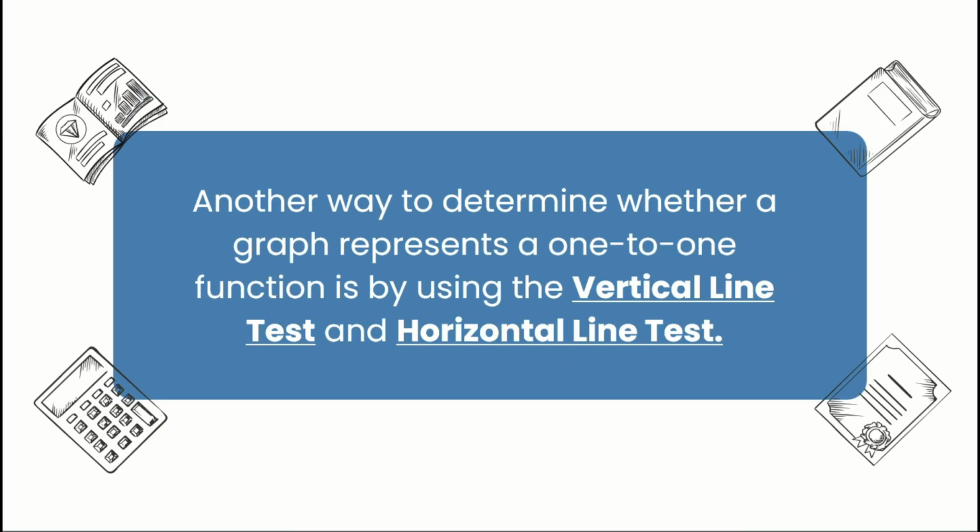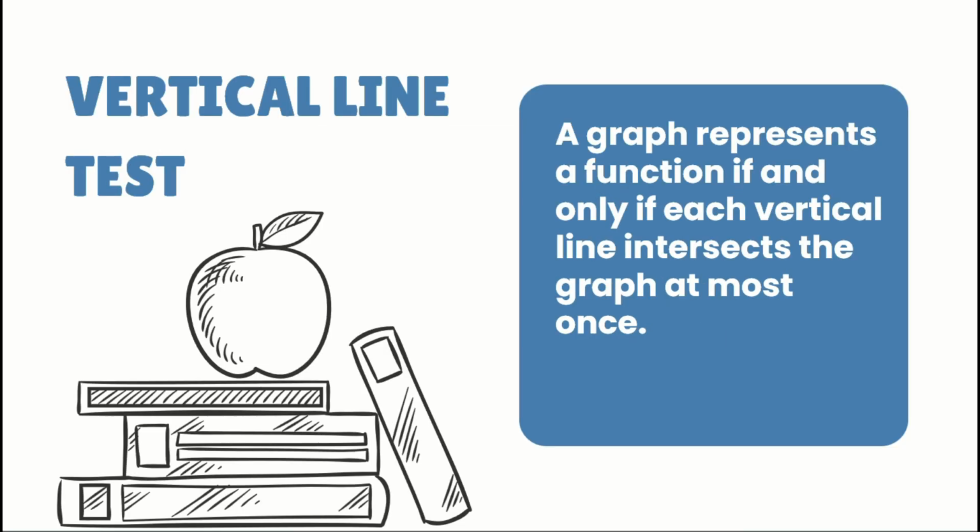For one-to-one function, a way to determine whether a graph represents a one-to-one function is by using the vertical line test and the horizontal line test. To use the vertical line test, a graph represents a function if and only if each vertical line intersects the graph at most once. So familiar naman na kayo dito, you simply have to draw vertical lines, and kapag na-touch niya yung graph more than once, then hindi siya function. The vertical line can only touch or intersect the graph at most once.